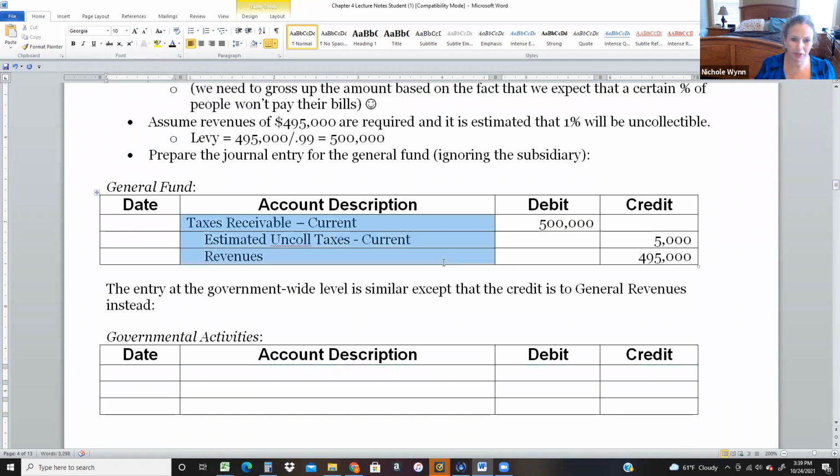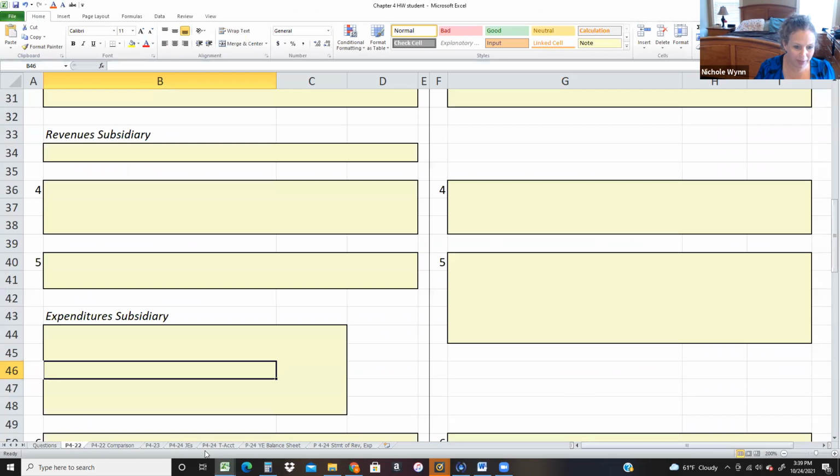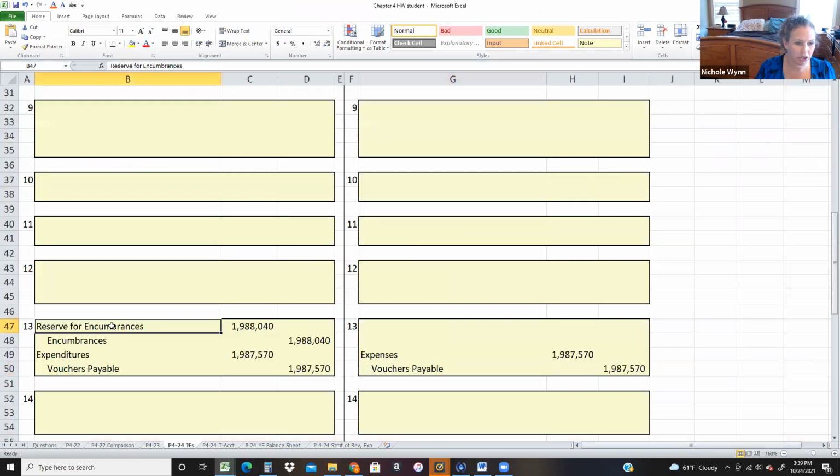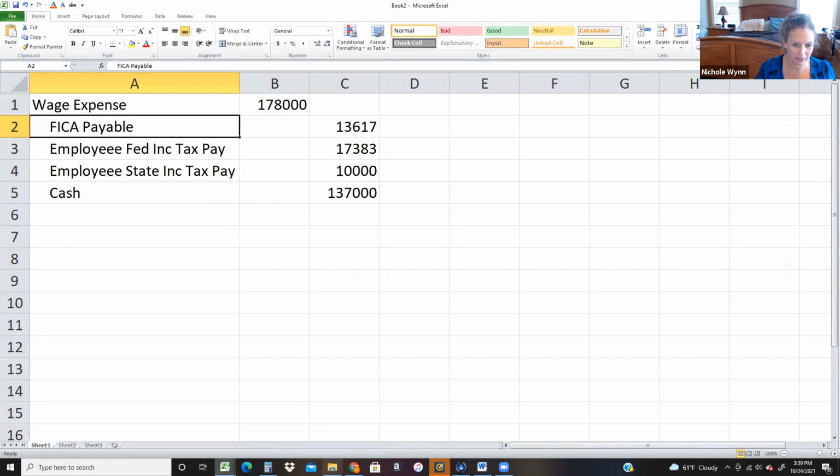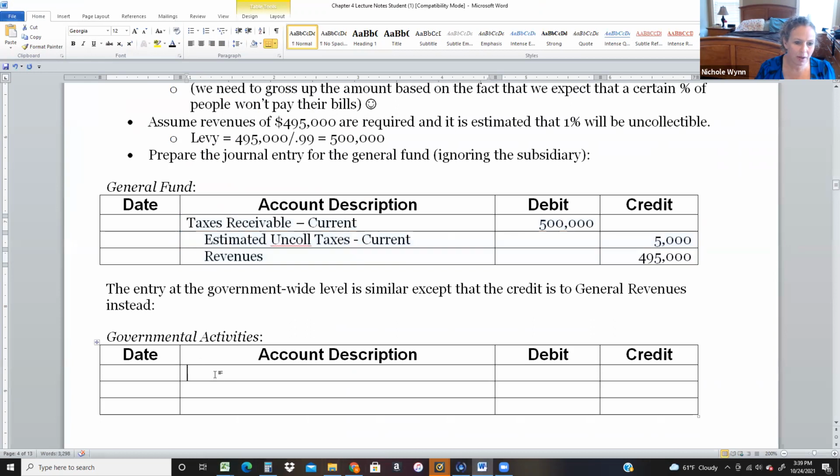To do this exact same entry at the government-wide level, what we would do is copy and paste it. Remember in the homework, it will be side by side. So you will take the entry and paste it over here and then fix it. I'm going to take this entry, and this is an asset. Assets don't get changed. This isn't a contra asset and it doesn't get changed.